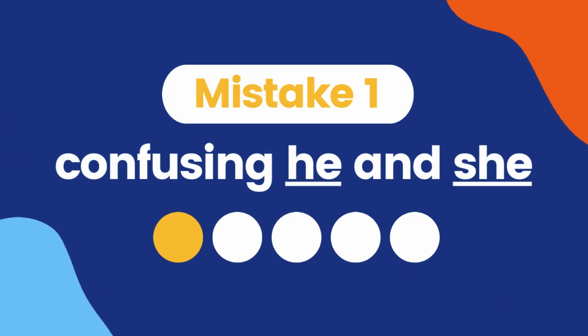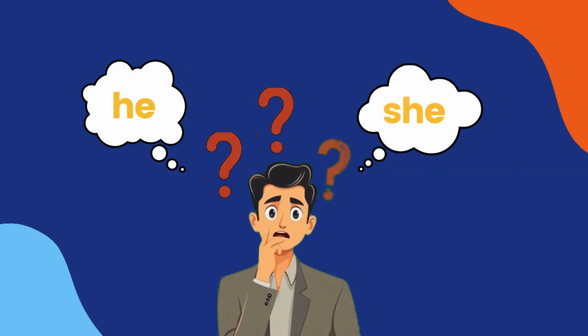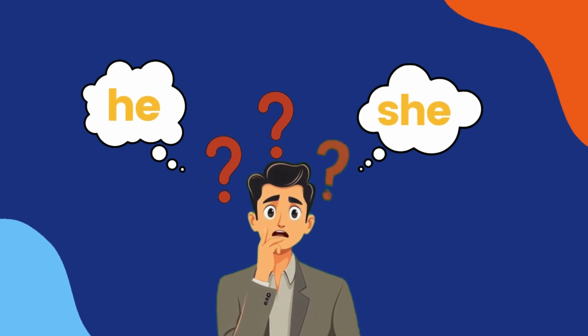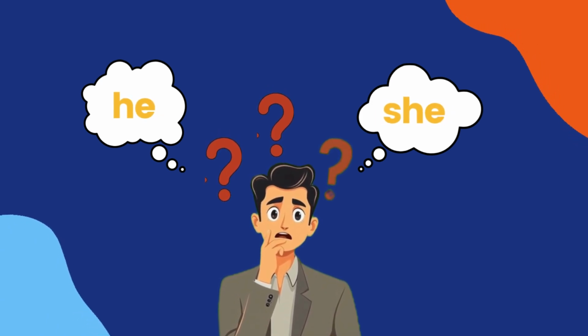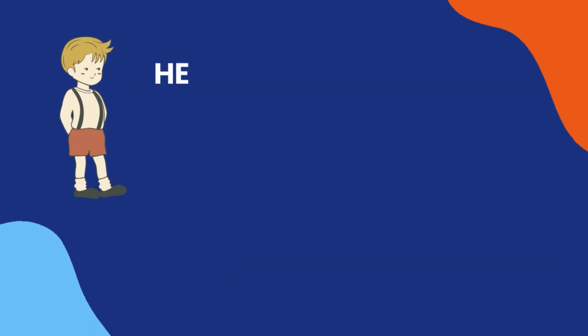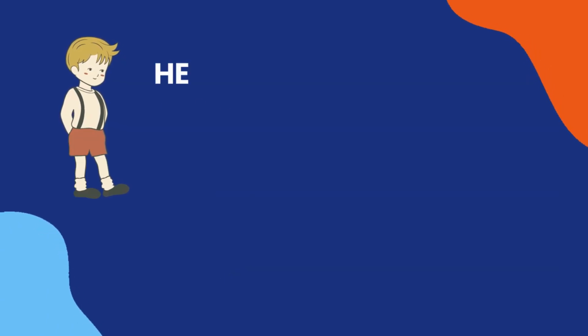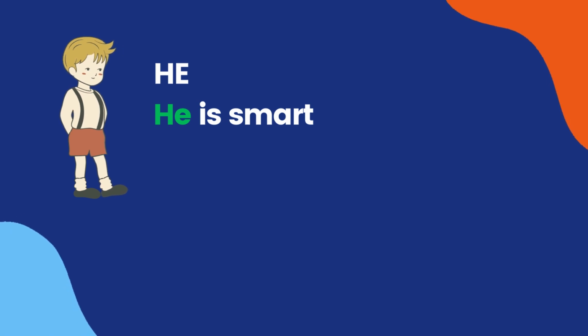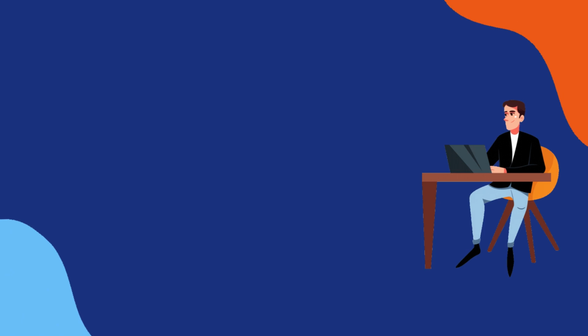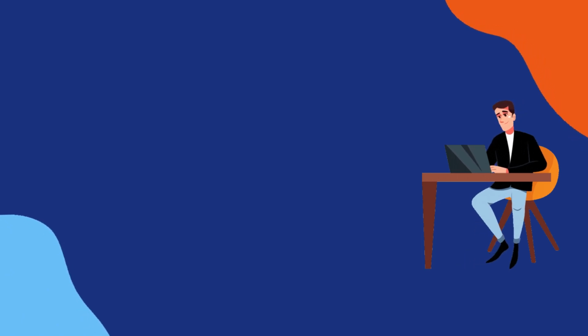Mistake number 1, confusing he and she. In many languages, pronouns are simpler, but in English, if you mix them up, it can sound funny or confusing. Remember, we use he for a boy: He is smart. And she for a girl: She is very beautiful. Okay, let's practice.